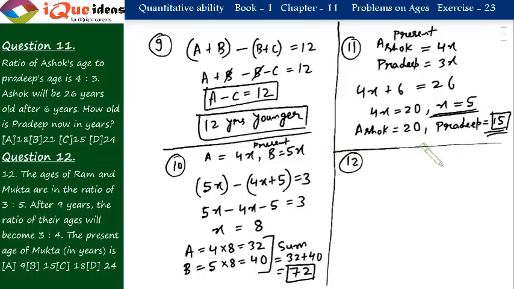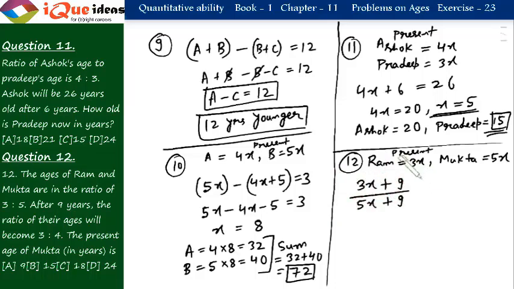Now let's take question number 12. The ages of Ram and Mukta are in the ratio 3 is to 5. So let's say Ram's present age is 3x and Mukta's present age is 5x. Alright, this is 3x and 5x. This is present. Okay. Now the question says 9 years. After 9 years, Ram's age will become 3x plus 9 and Mukta's age will become 5x plus 9. This new ratio is 3 by 4, right?